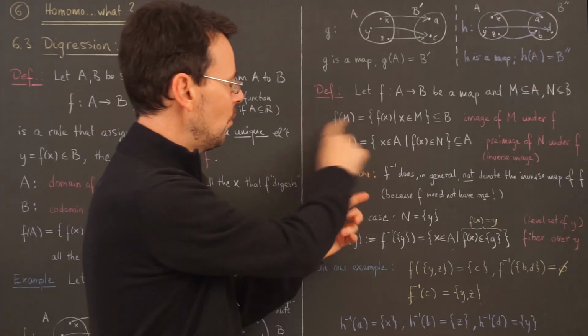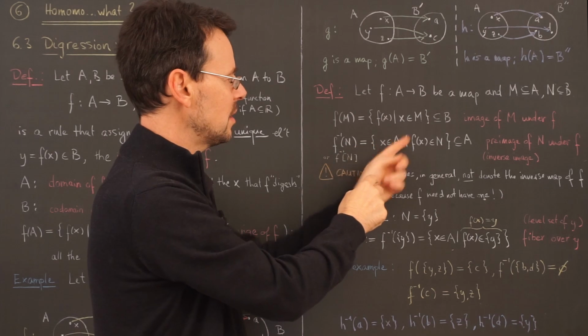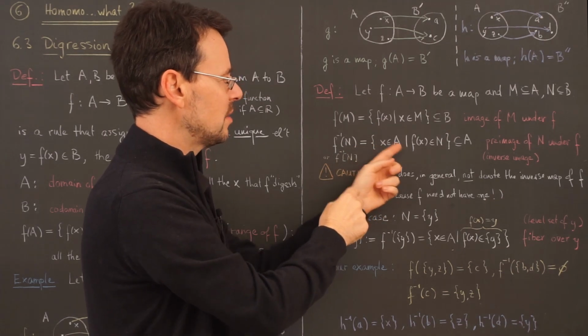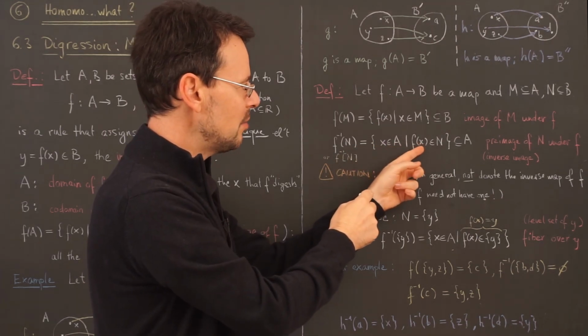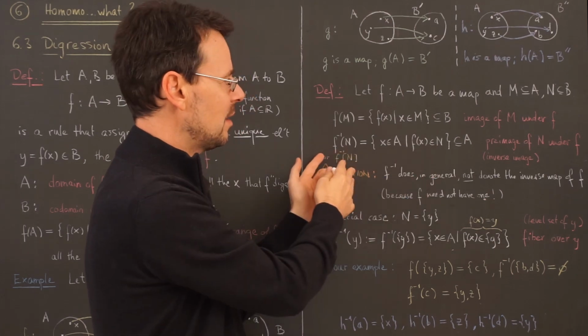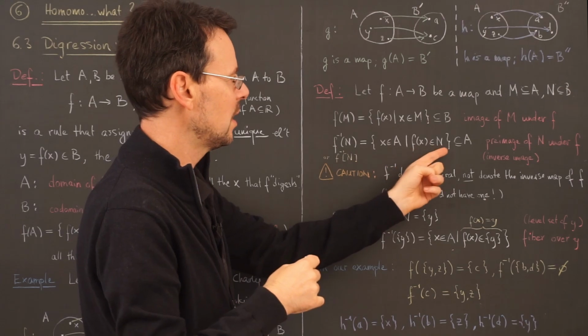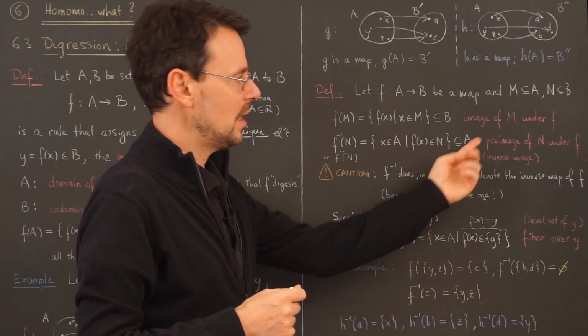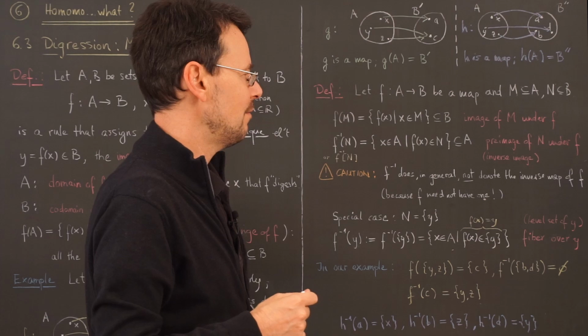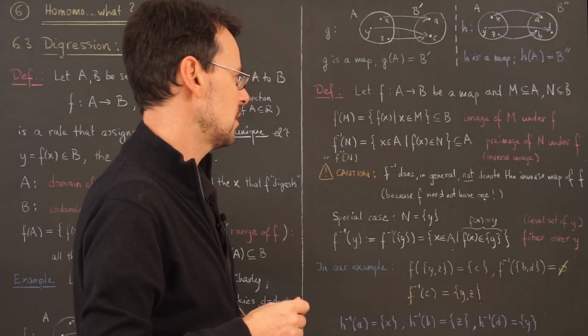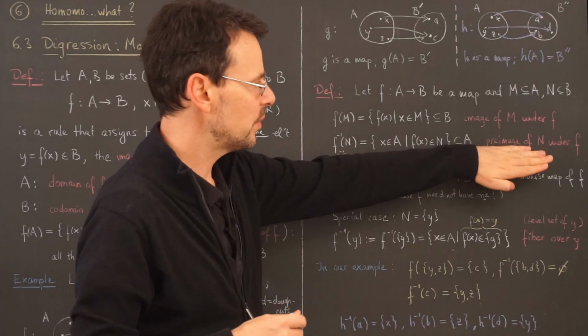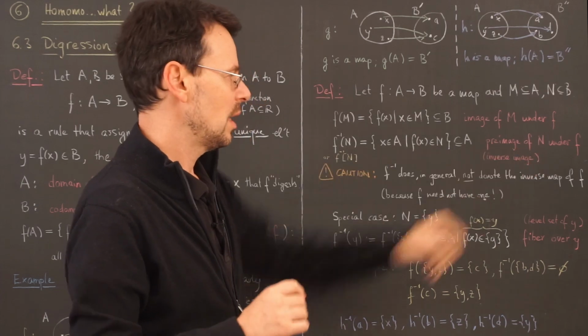So, what does this set mean? It simply means I take all the elements of A such that their images f of x lie in N. So, for example, now we're going to look at examples shortly. So this clearly is a subset of A called the preimage of N under F, or also the inverse image. I think preimage is a bit less confusing.